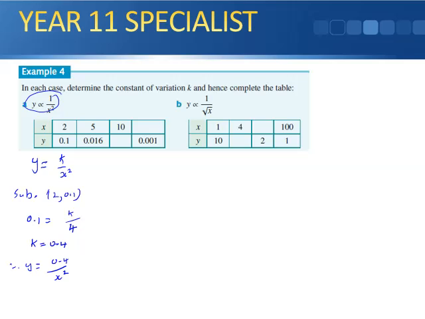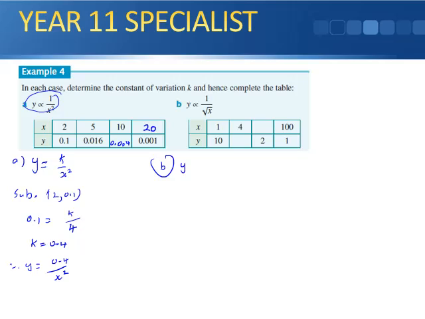When I work it out for all of them, I end up getting, and I'll just write the answers here, 0.004, and for this one it was 20. Now I haven't shown you the steps there, but I'm sure you know how to substitute and work it out. So that was part A.